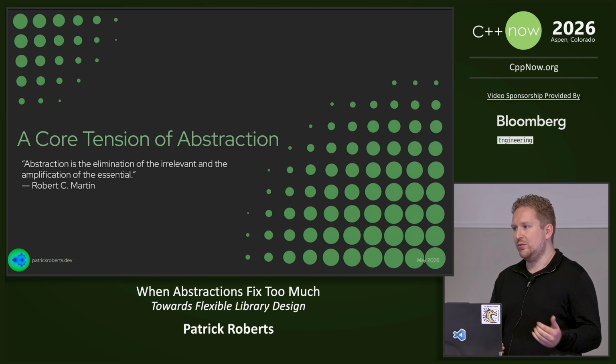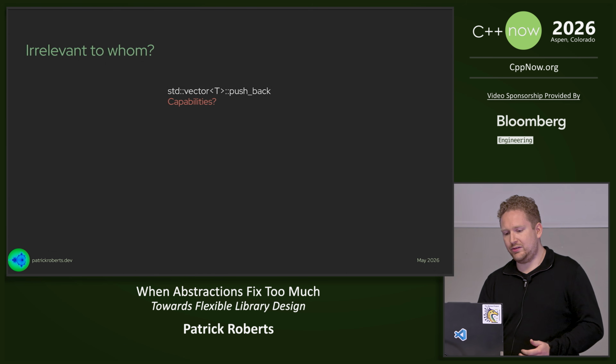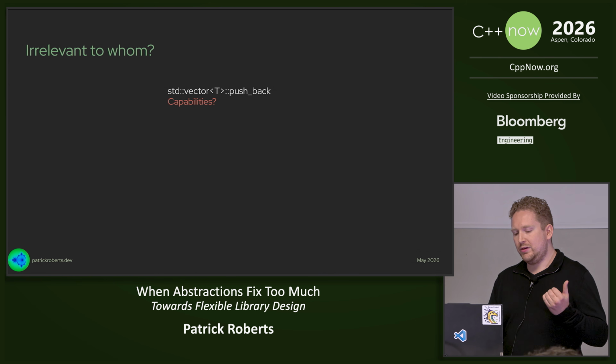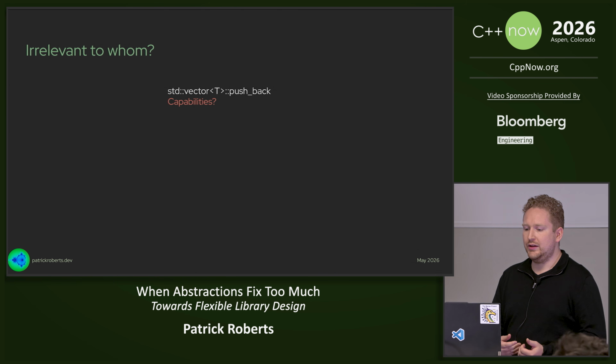Like if you're writing code that is an algorithm, you want to state that algorithm by name. You don't want to write the implementation of that algorithm by hand because it becomes harder to maintain and so on. And so you eliminate the irrelevant implementation details by lifting your level of expression to an abstraction. And the question I want to ask is, well, when you define it this way, what is irrelevant to whom exactly? And so I bring up an example of vector pushback.